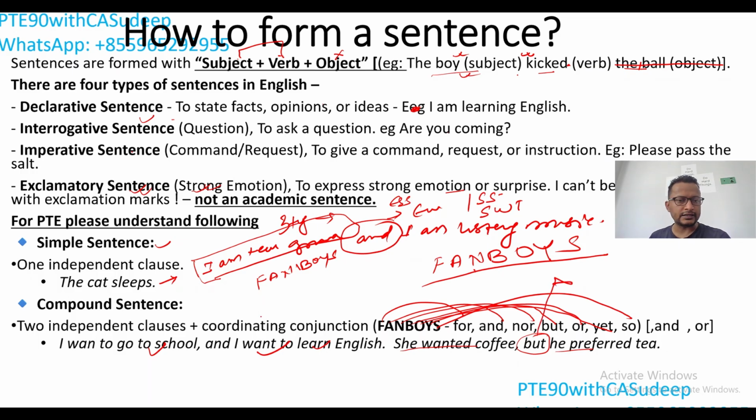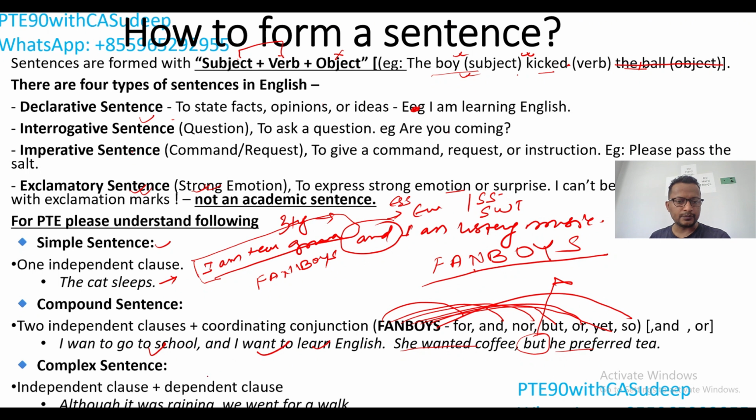So now, what is a complex sentence? A complex sentence is a sentence which is prepared by combining two things: one is an independent clause and one is a dependent clause, or you can simply say one cause and one effect. What is a dependent clause? A dependent clause is a clause which is dependent upon another idea.